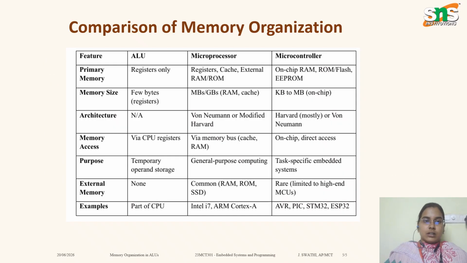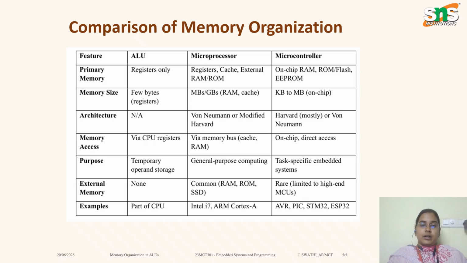And you can have a comparison of the memory organization across the ALU, microprocessor and microcontroller. For primary memory, in the ALU you have only registers, in the microprocessor you have registers, cache, external RAM and ROM, whereas in the microcontroller you have on-chip RAM, ROM, flash and EEPROM. Memory size varies from a few bits to megabits and GB, whereas it varies from KB to MB on-chip. Architecture: there is no specific architecture for the ALU, and processors use Von Neumann and modified Harvard architectures. Here microcontrollers mostly use the Harvard architecture.